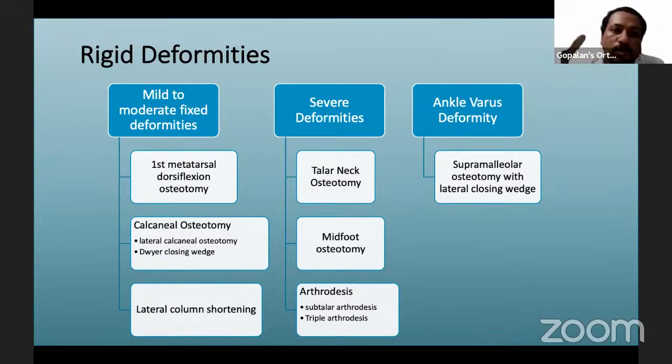Thank you, Annie, for that. Just one last question before we wind up the session. What do you think is the role for an Ilizarov type of construct for managing these complex deformities?